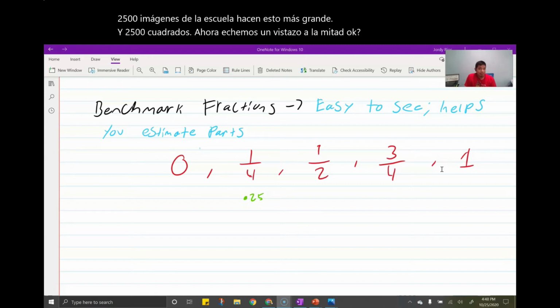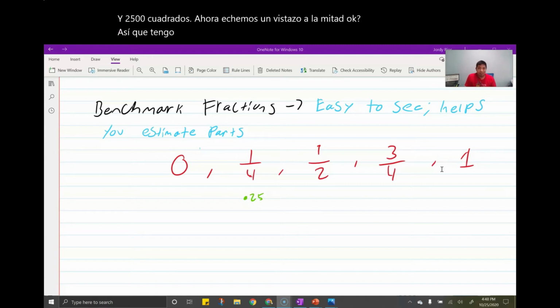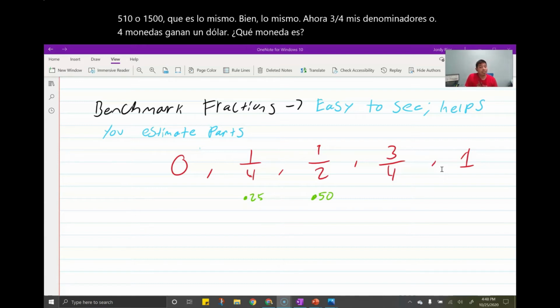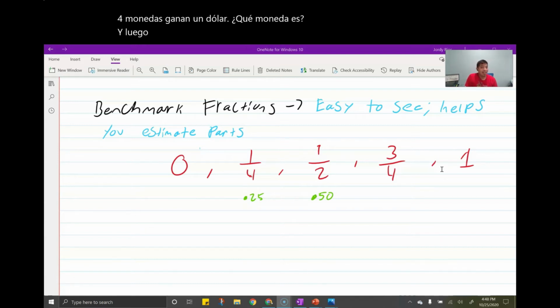Now let's look at the half, okay? So I have half a dollar. What's half a dollar? 50 cents, good. But in decimal form, it would be 5/10 or 50 hundredths, which is the same thing. Okay, same thing. Now, 3/4. My denominator is 4. 4 coins make $1. Which coin is it? And then I have 3 coins. So how much is that? Now change that into a decimal. Good. And 75 hundredths. Good.